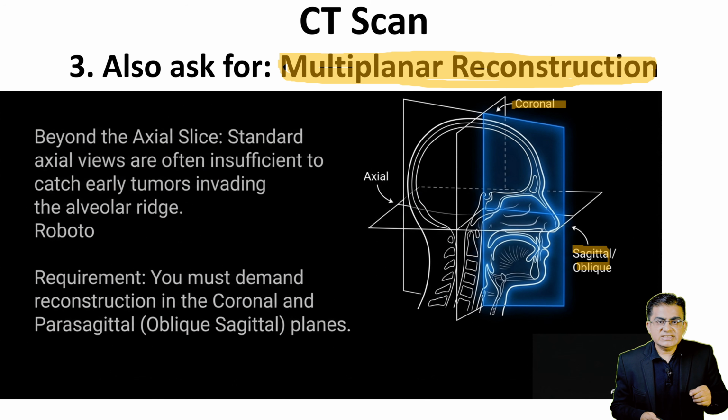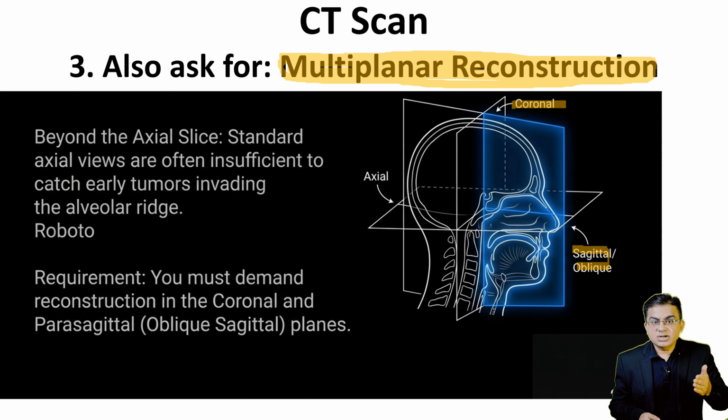If you just write CECT neck on your requisition slip, you will only get CT images in soft tissue windows. To catch an early tumor eating into the alveolar ridge, you must look at the coronal and sagittal planes. These are two such images in multiplanar reconstruction. This is an oblique sagittal reformation. Reformation just means using the computer to reslice the 3D block of raw data from different angles.